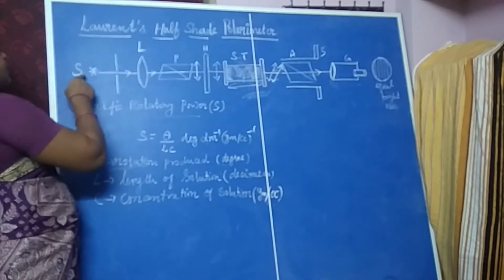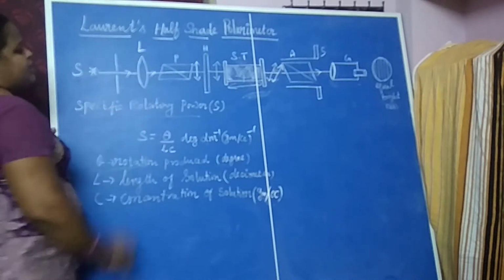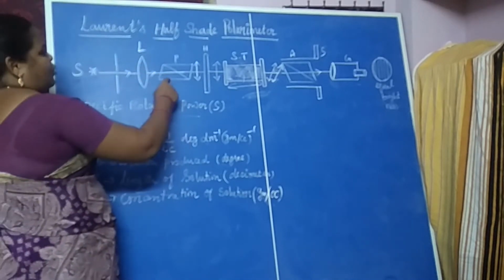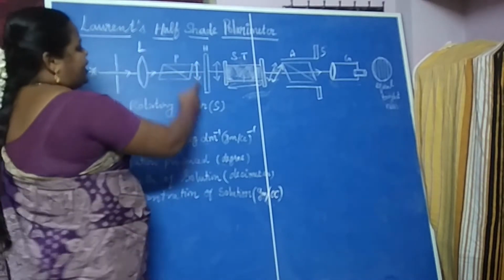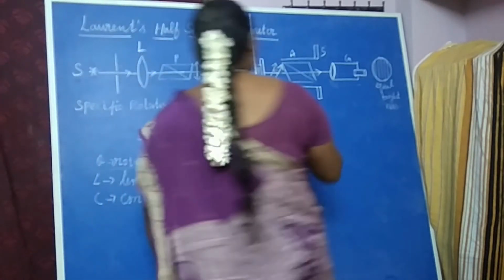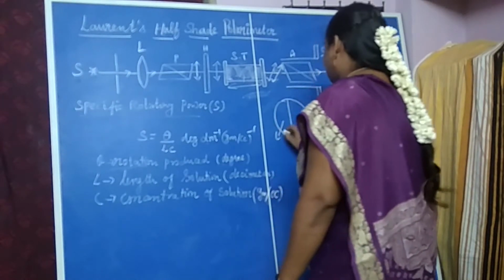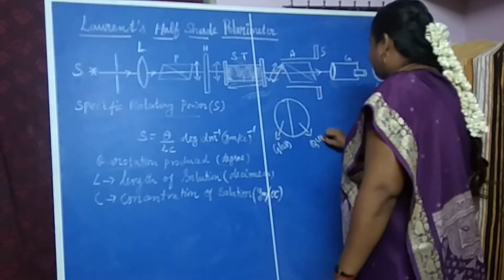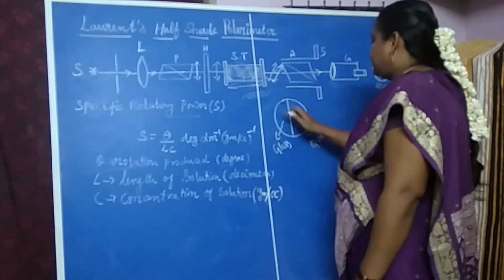The light from the source is rendered parallel by the converging lens. This light falls on a polarizer. The polarizer will produce plane polarized light. This plane polarized light passes through the half-shade device. This is a special device. It is made up of two semicircular plates. One is glass, another one is quartz. These two plates are joined together using a cement.